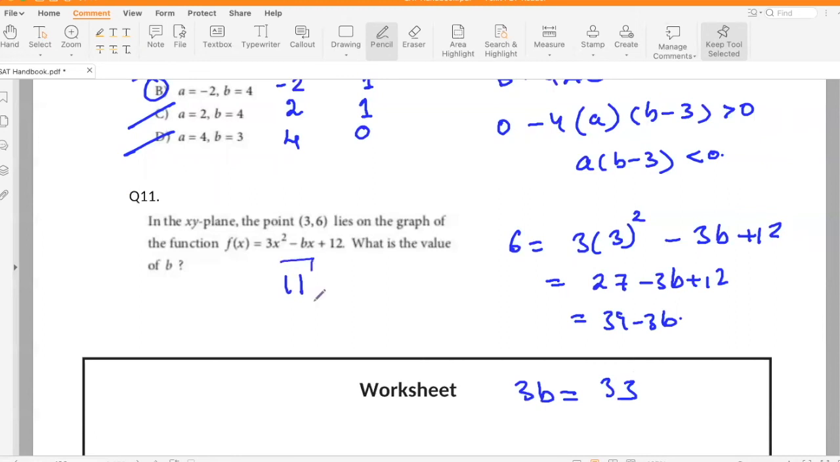So b is 11. Okay, so that was a quick drill on Passport to Advanced Math questions from SAT tests 1 to 8. Hope this exercise helped.